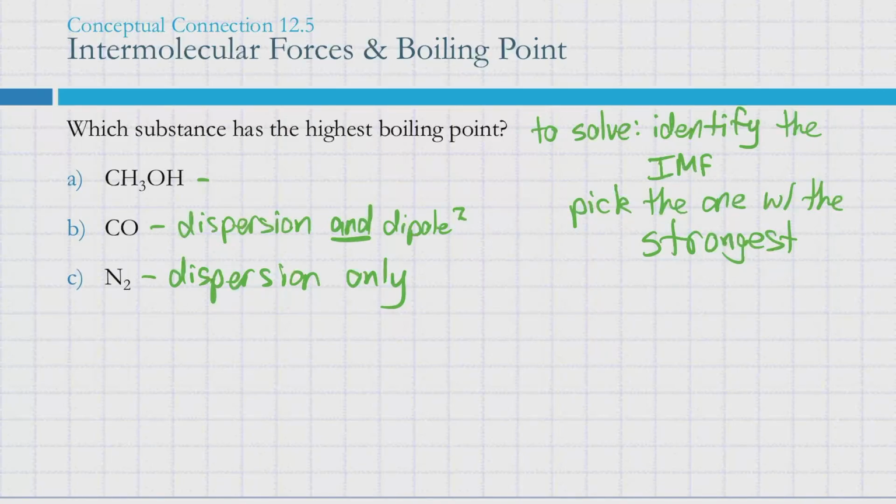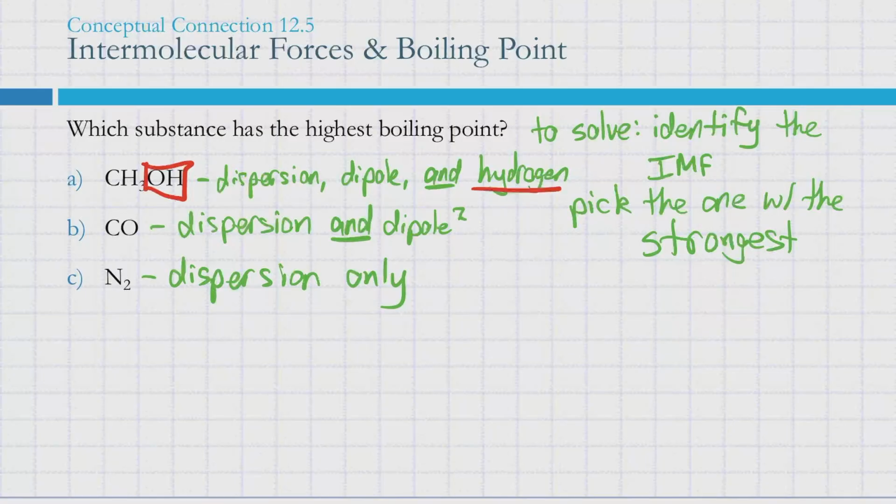And methanol has dispersion, dipole, and hydrogen bonding, because of that OH group, the alcohol group that's on it. And since it has the strongest intermolecular forces, it's also going to have the highest boiling point.